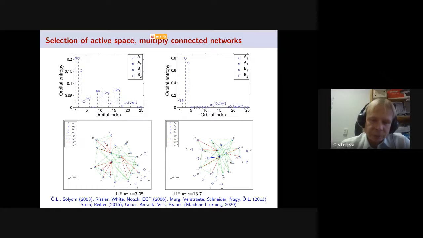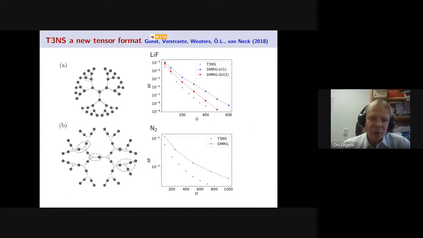Okay, so the other thing is that if we now take a look at the mutual information, then we get some two-dimensional connected graphs, as you can see below, with the left panel for the equilibrium distance, and the right for the stretched geometry. And so the idea would be that we would like to have tensor networks which reflect this correlation and entanglement graph. The simplest would be the T3NS, where we just have a coordination number z equals 3.